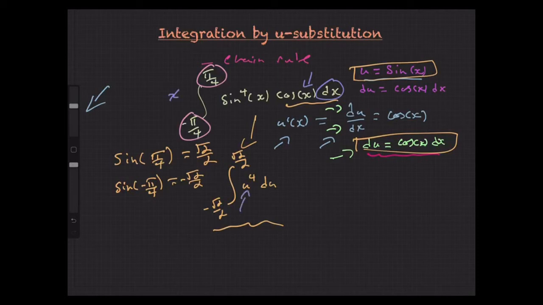Now when I switch to the u, well, it's the u that's changing. I'm multiplying by a du, and when x goes from negative pi over 4 to pi over 4, the u, since u is sine, is going from negative root 2 over 2 to root 2 over 2. And that's the adjustment that I have to make.